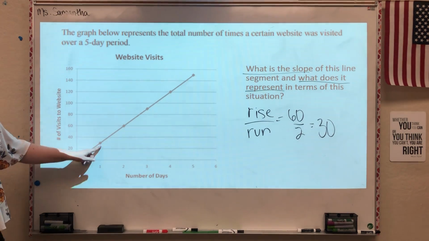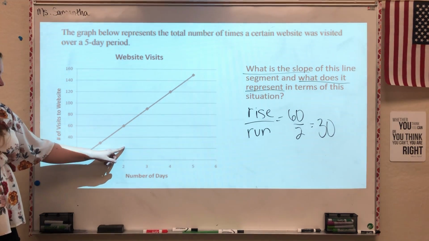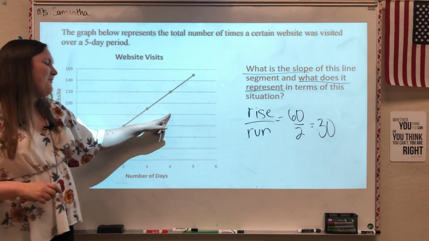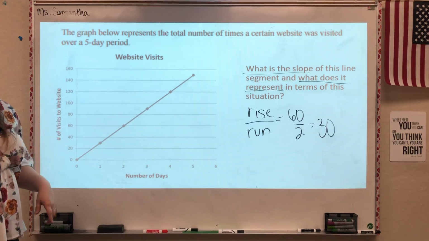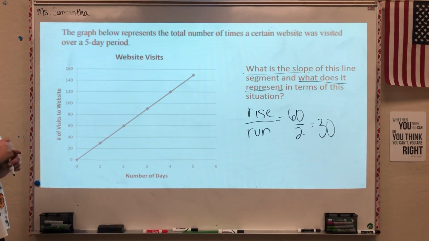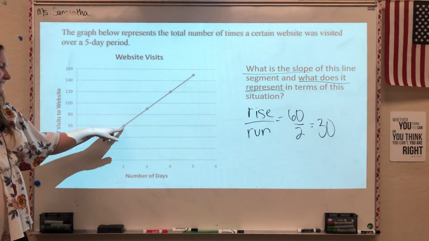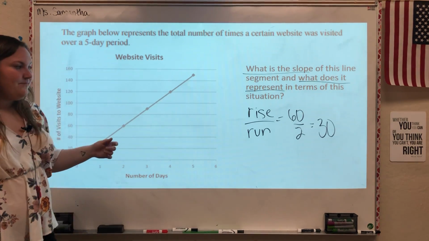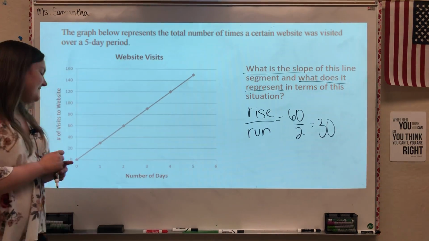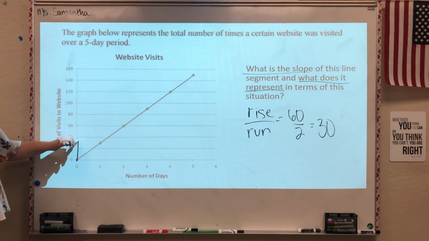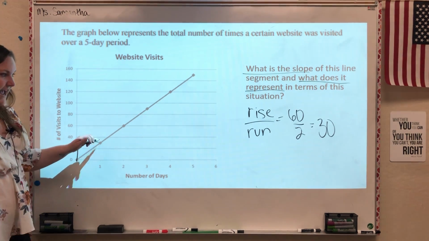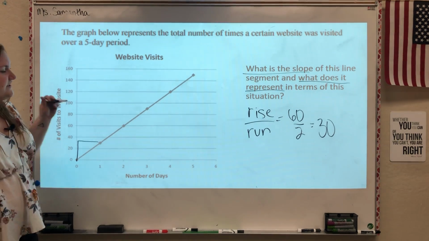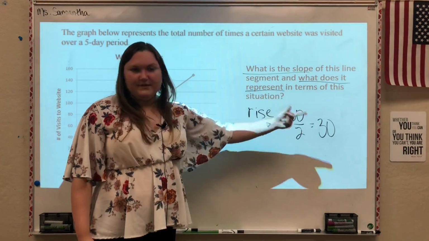Day 1 is 30 visitors. Day 2 is 60 visitors. Day 3 is 90 visitors. Day 4 is 120 visitors. Do you notice anything about those numbers? Well, each time, 30, 60, 90, 120, it's going up by 30. That slope of 30 represents that you are getting 30 visitors after 1 day. 30 visitors each day.